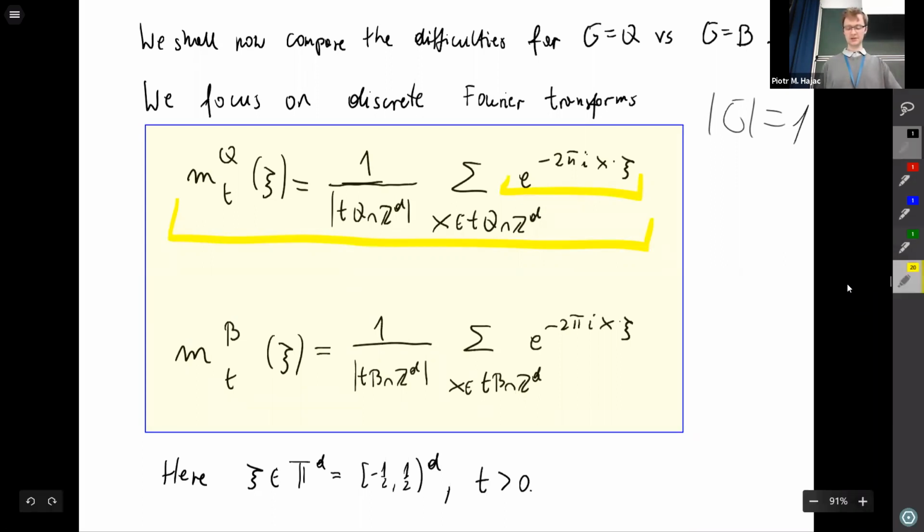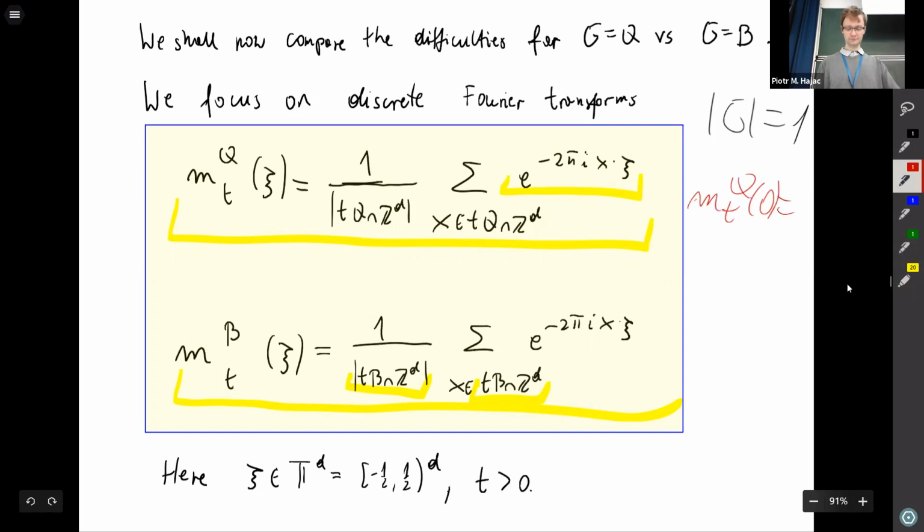Okay, and another point is what is the Fourier transform for the ball, where it's pretty much the same thing, only that here we have TB intersected with Z^D, and here we are summing over TB intersected with Z^D. So the only difference is that we are summing over different sets. Because we have these averages, it's easy to see that both m's, when you compute them at 0, are 1. Because if I just take 0, then there are no exponentials here. E to the power 0 is 1. So we are summing ones and then dividing by the number of ones that we were summing. So it's 1 in this case.